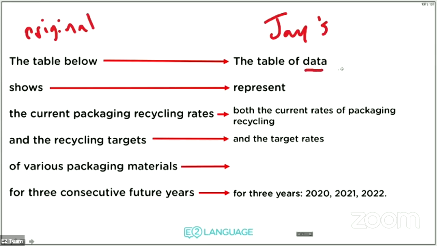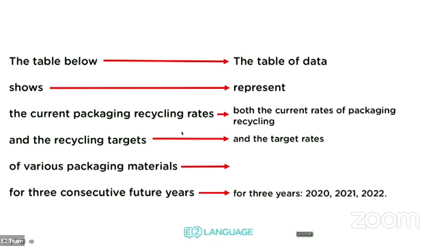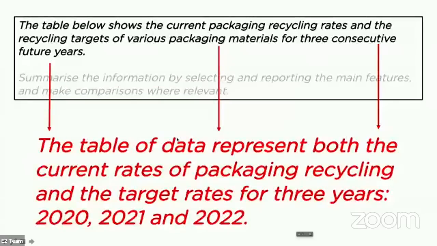Because data is plural. Third phrase, the current packaging recycling rates. I said both the current rates of packaging recycling and the recycling targets, and I said and the target rates of various packaging materials. I left this out. For 3 consecutive future years, I said for 3 years, full colon, not semicolon, full colon, 2020, comma, 2021 and 2022. So my one here says the exact same thing as this because I've just written it in different words, so it's really accurate. Cool. All I've done is that.